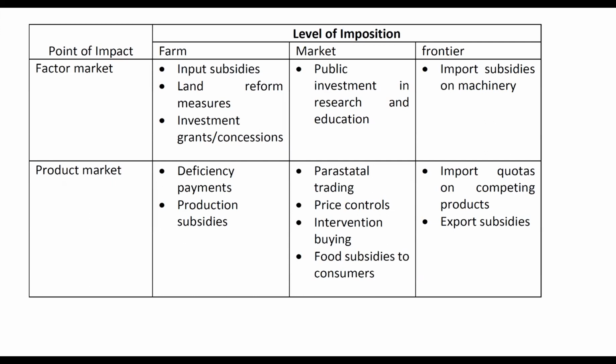Shall we now quickly look at the point of impact, the farm, and the level of imposition. What really happens? Let's have the factor market. At the farm level, the input subsidies are there, land reform measures are implemented, investment grants and concessions are given.